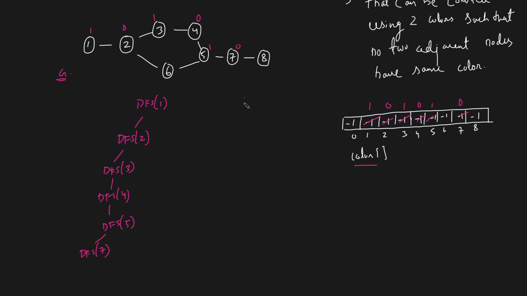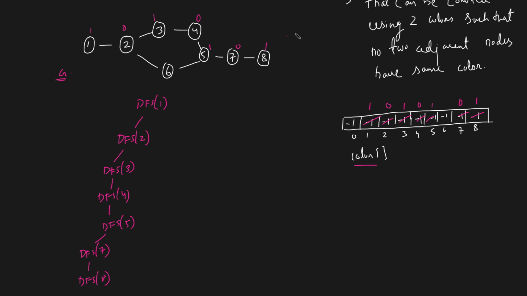Now 7 will check its adjacent nodes. That's 5 as well as 8, right? Both of them are adjacent. So 5 is already having the opposite color. So it's okay. 7 sees 8. So 8 is not colored. So it will color it with the exact opposite color. So I color it. Now after that, I will call the DFS for 8. Now when I call the DFS for 8, understand this point. 8 sees the adjacent is 7, and that's already having the opposite color, right? And it's already colored.